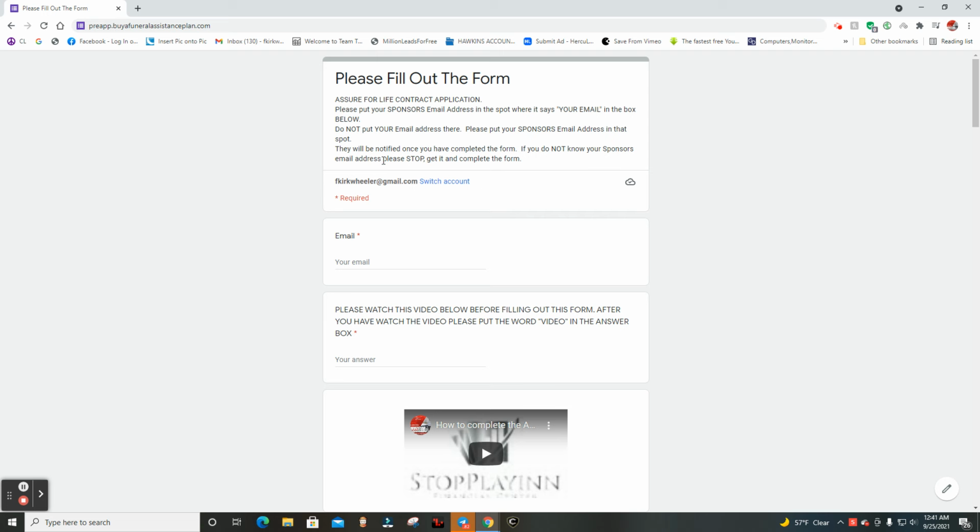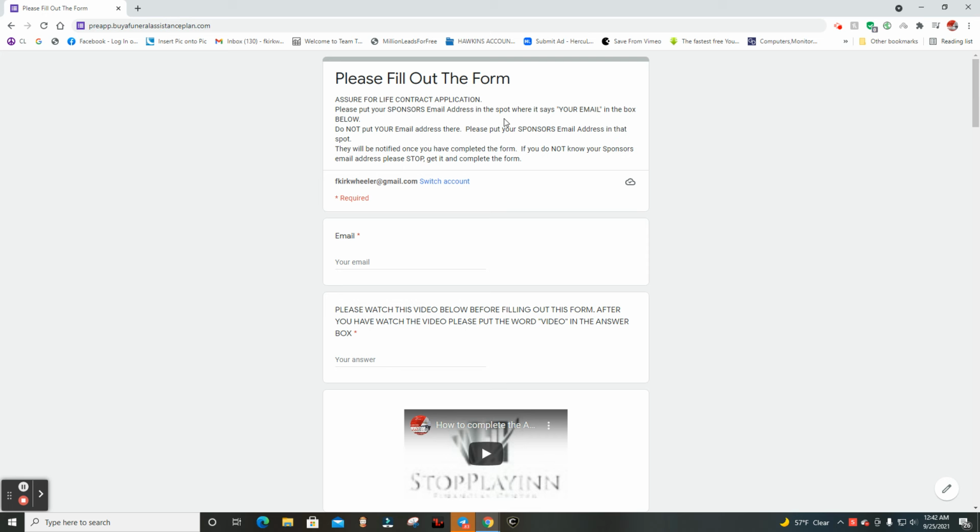Now, tell them to make sure to read this top part. Very, very important, because it says your email address. Well, on this form, there was no way for me to edit that to say sponsor's email. So what does it say? Please put your sponsor's email in the spot where it says your email in the box below, right here. Do not put your email address there. Please put your sponsor's email address in that spot. They will be notified once you've completed the form. If you do not know your sponsor's email address, please stop, get it, and complete the form.